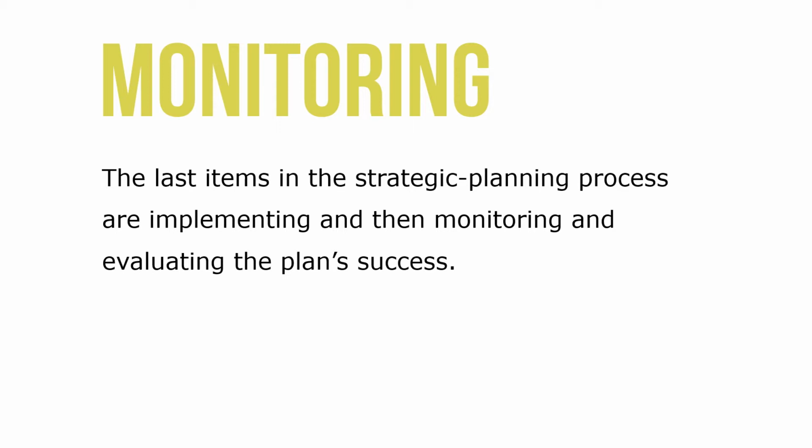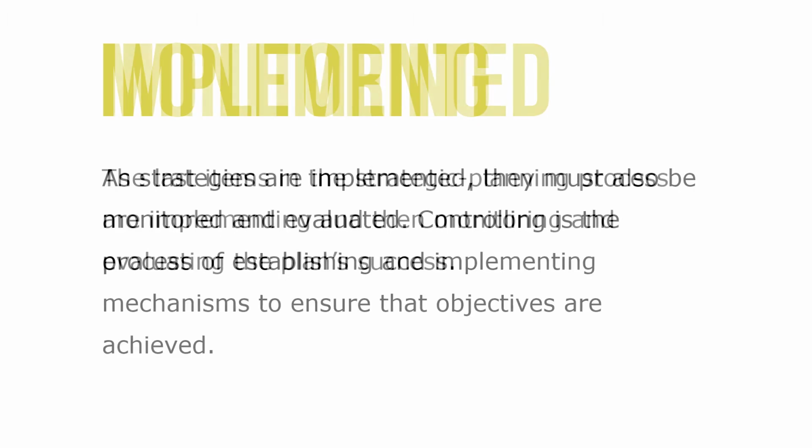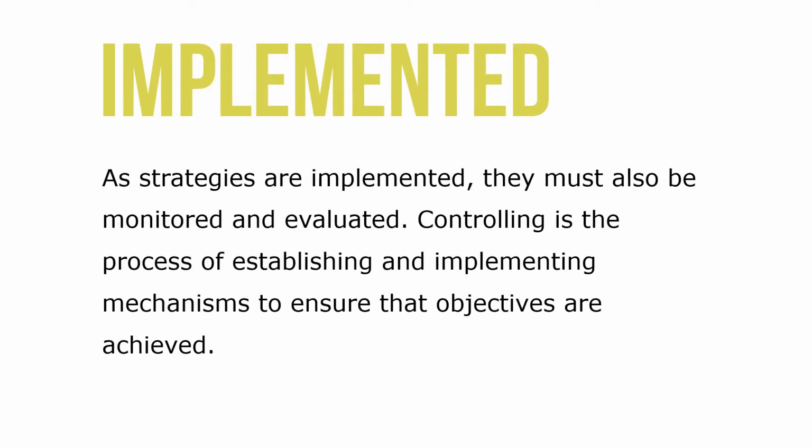The last items in the strategic planning process are implementing and then monitoring and evaluating the plan's success. The goal here is to ensure that the mission and objectives of the organization are achieved. Successful implementation of strategies requires effective and efficient support systems throughout the organization. As strategies are implemented, they must also be monitored and evaluated.